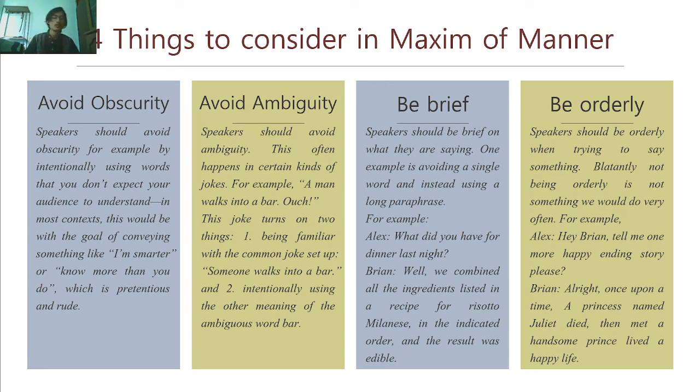So from this dialogue, Brian intentionally relates events out of order when telling a fictional story because he wants to convey something about his mood or his state of mind. Maybe he is tired of telling a story to Alex, so he floats the maxim of manner.